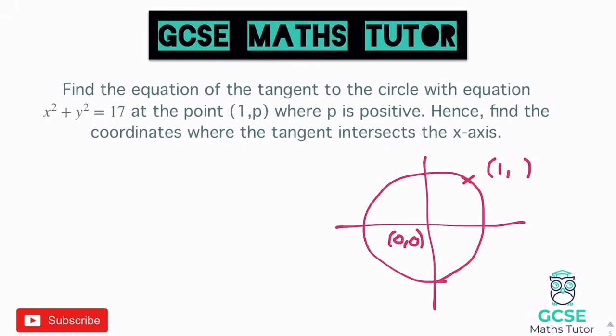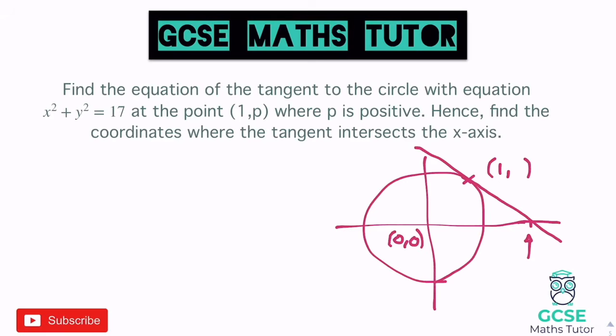Obviously, we're still going to be looking at finding out the gradient of the radius here. But we've got the tangent going down, it's intersecting the x-axis over here. So this here is where it intersects the x-axis. So this is what we're looking for here, this coordinate. And that's what we're going to find in a sec.